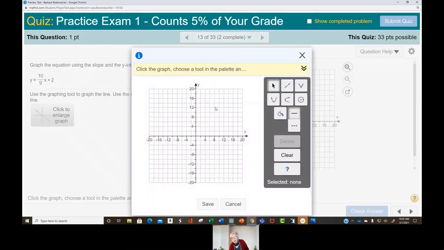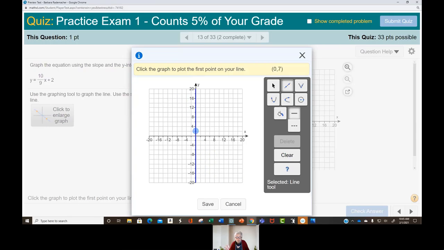To graph this, I would start at 2 on the y-axis. Well, it's kind of not letting me, is it? Click the graph. Oh, that's why. I didn't choose the tool. I'm going to be graphing a straight line. Now, 0, 2. And then I go up 10 and to the right 9.